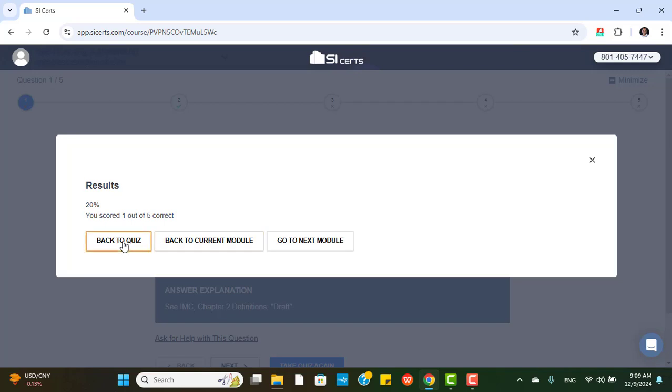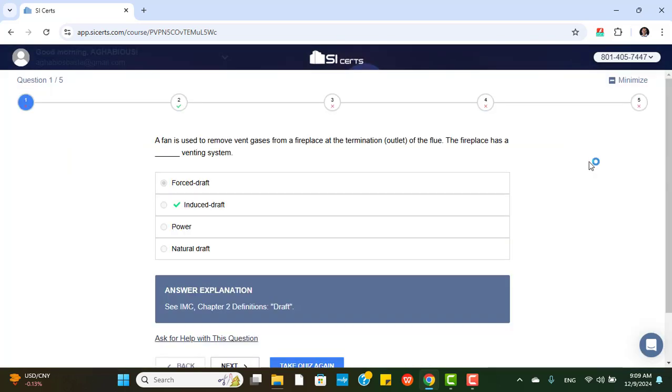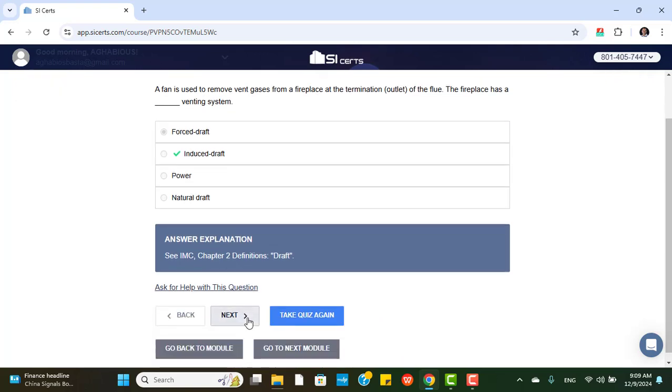Okay, I want to see the result. Yes, this is the result. Number one, a fan used to remove vent gas from a fireplace at a termination outlet. This fireplace has a venting system. It is induced draft. Okay, so let's take a photo of this one and go to the next one.